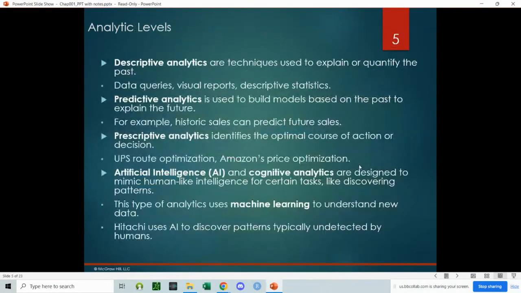So the analytic levels, this is a recap of what I was talking about, maybe a little more concise. Descriptive analytics are techniques used to explain or quantify the past. Predictive analytics is used to build models based on the past to explain the future. Prescriptive analytics identifies the optimal course of action or solution, and then artificial intelligence is designed to mimic human-like intelligence for certain tasks like discovering patterns.